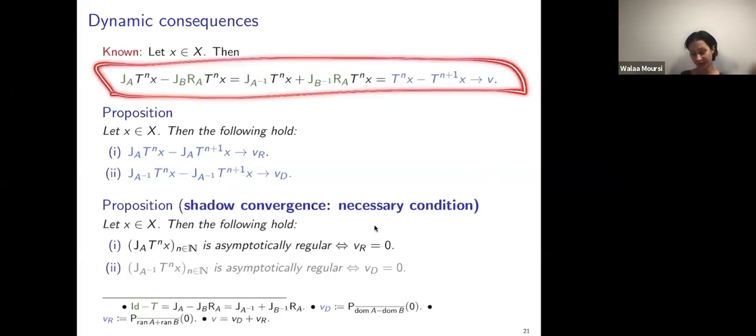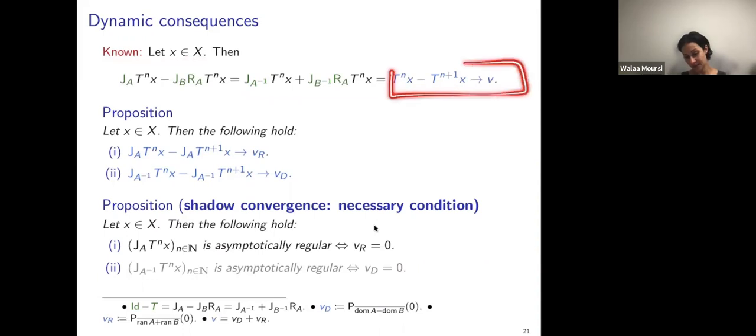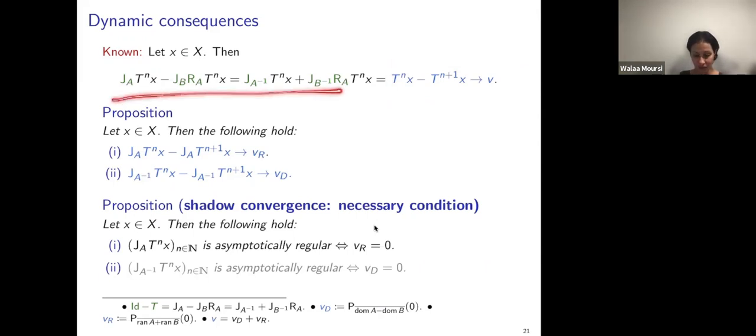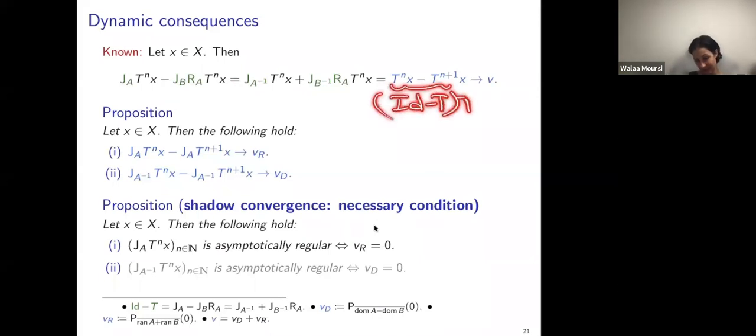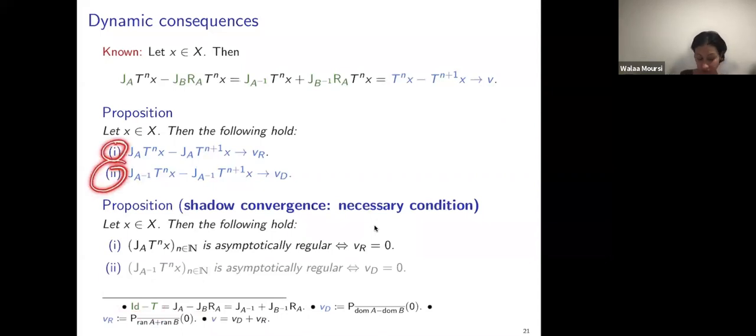So this is known. What's here is nothing new. This blue limit is classical from fixed point theory, nothing new. These 2 identities come from the fact that if you look at this, this is identity minus T acting on T^n x. And then I just plug in the definition of the DR operator; identity minus T can take this form or this equivalent form. And this is what I plugged in here. So nothing to worry about. But based on that, we were able to obtain this proposition, these 2 items.